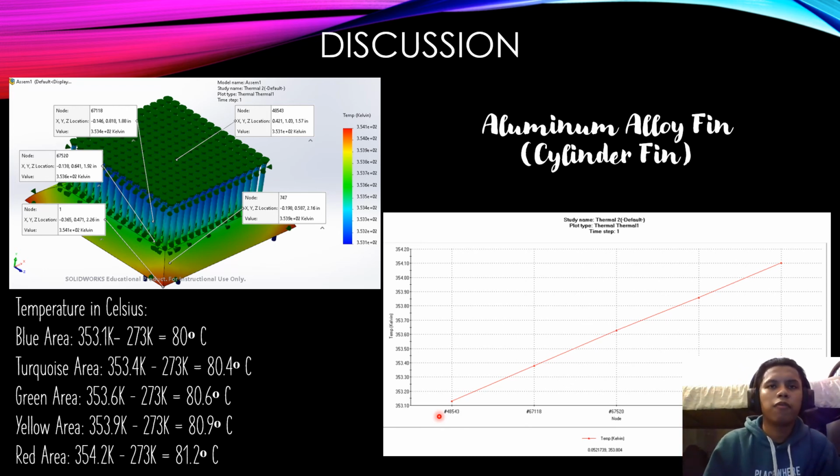For this one also we use the same thermal loads as before, which are convection and heat flux. For the convection we use 5.03 watts over meter square, and for the heat flux we use 1500 watts over m square. The heat flux we put at the bottom of this prototype, and the convection we put around the prototype, except for the bottom, because the bottom is used only for the heat flux. That's all for my discussion.